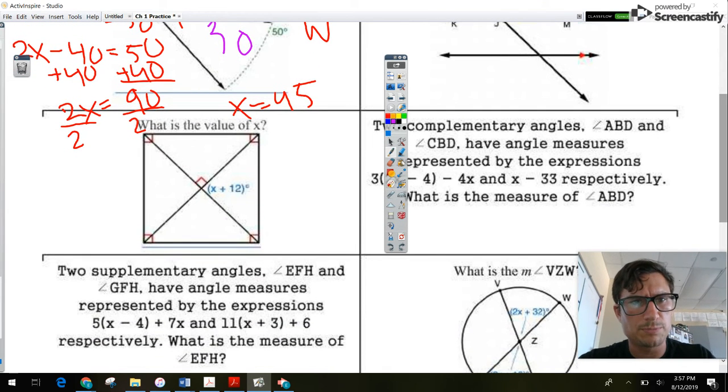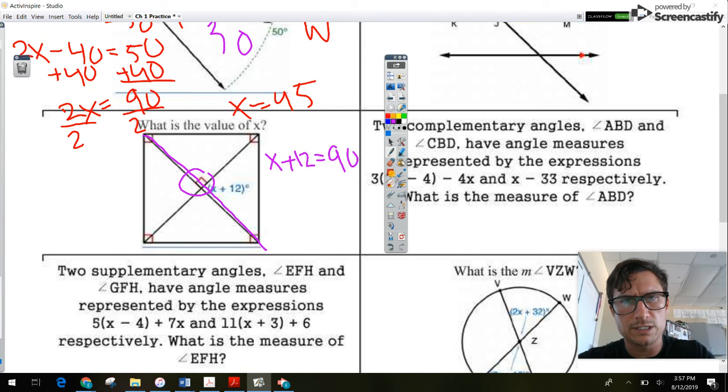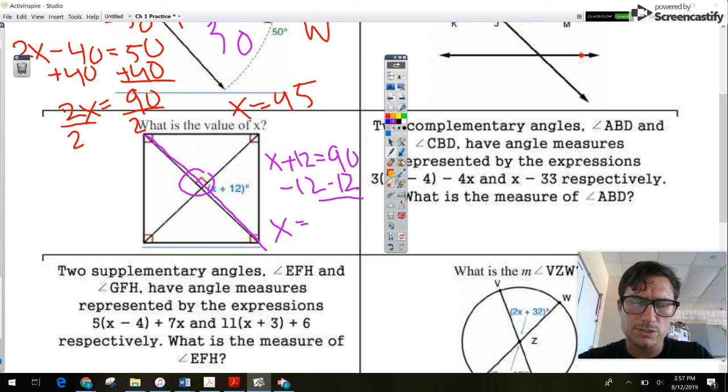So remember, really important to identify symbols in geometry. So the box there is 90. Remember, a straight line is 180. So this angle, the x plus 12 has to be 90 because 90 plus 90 is 180. So we can just set the x plus 12, which is an expression, equal to 90, minus 12, minus 12. Jump the equal sign. Remember, you do the opposite. So 90 minus 10 is 80. Minus 2 is 78.